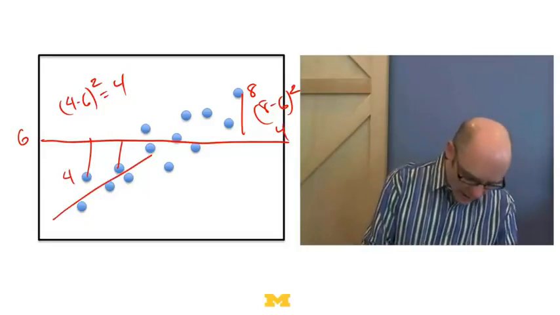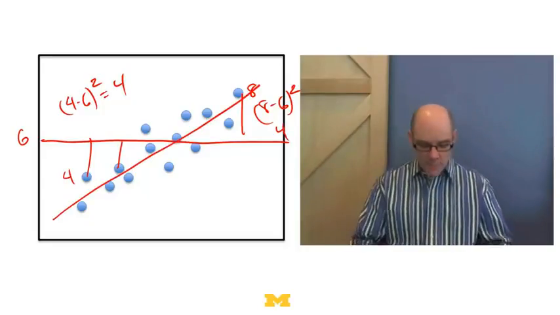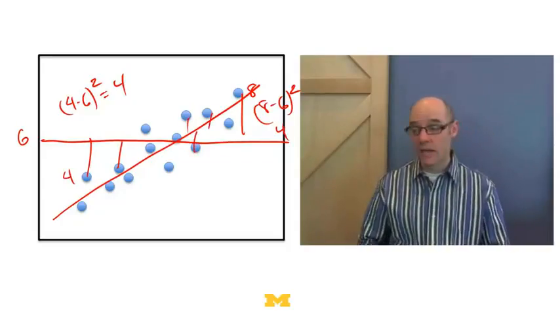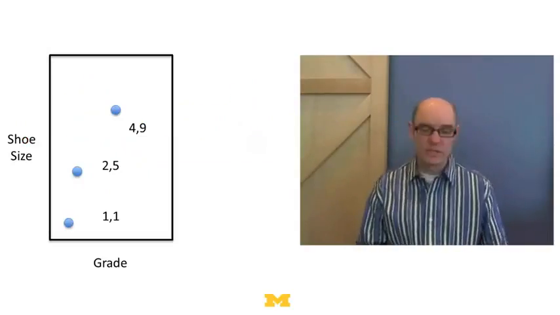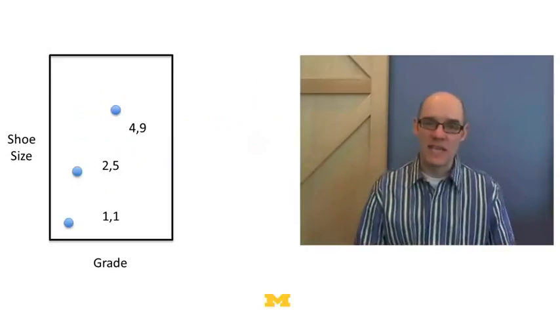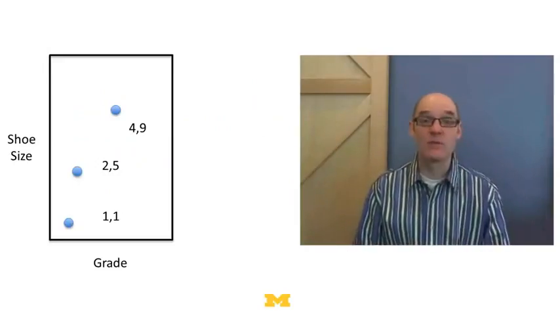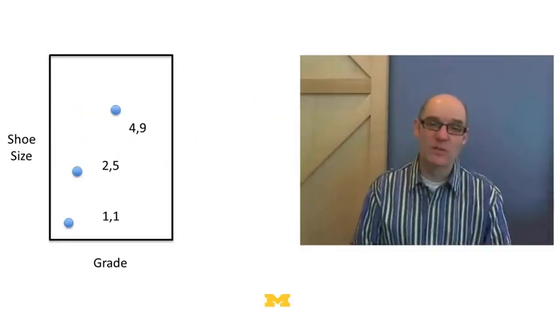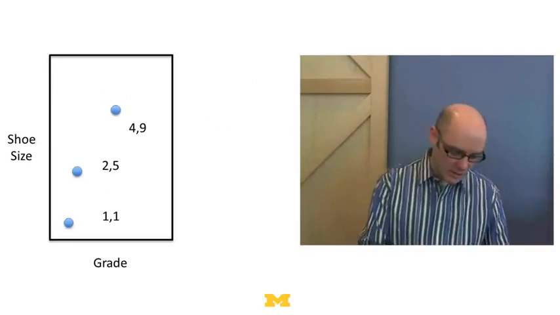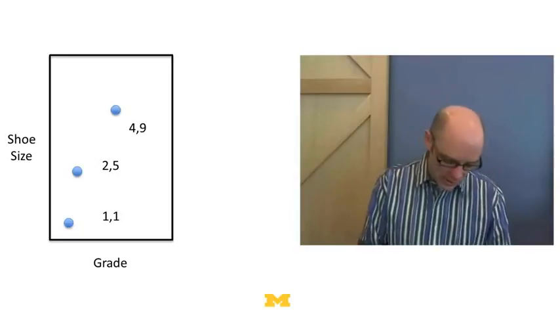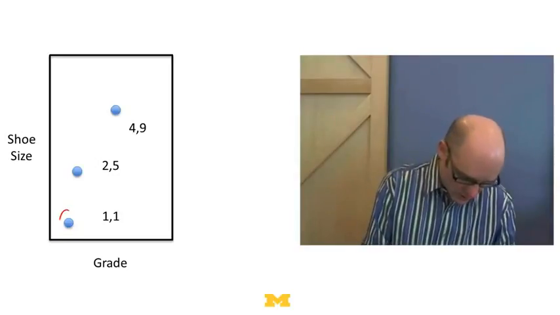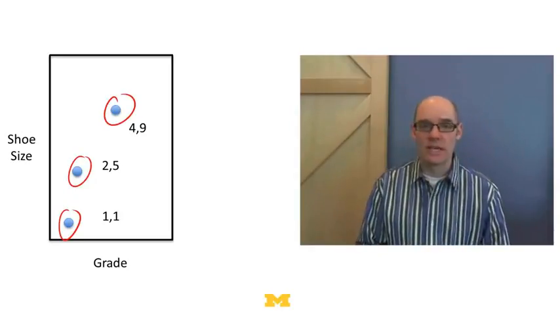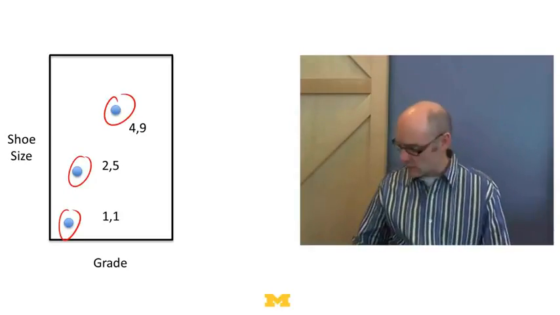Now I'm going to draw a line through the data and figure out the distance from the line, and ask how much of the variation I explained by drawing the line through. So let's do a very simple example. Let's suppose I've got 3 kids, they're in different grades of school, and they wear different size shoes. I'm going to predict shoe size as a function of the grade they are in. So I've got a first grader who wears a size 1 shoe, a second grader who wears a size 5 shoe, and a fourth grader who wears a size 9 shoe. And I want to try and fit a linear model to this.